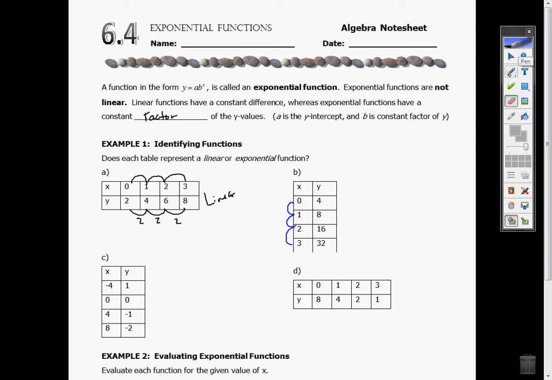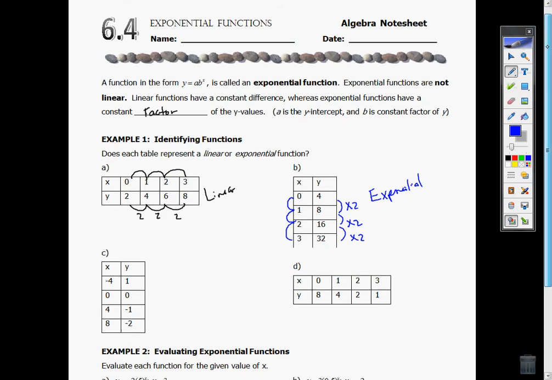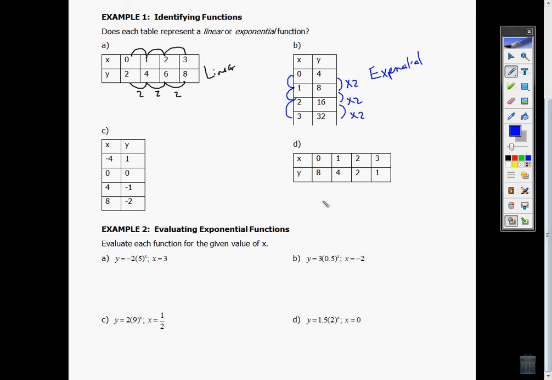What's another way that I could go from 4 to 8? Well, I could multiply by 2. Is that the same common constant factor going from 8 to 16? Yeah, I multiply by 2. And from 16 to 32, again, I multiply by 2. This is showing an exponential function. Do me a favor, try C and D on your own. We will look into those and check in class. When you have done C and D, we can now move on to example 2.